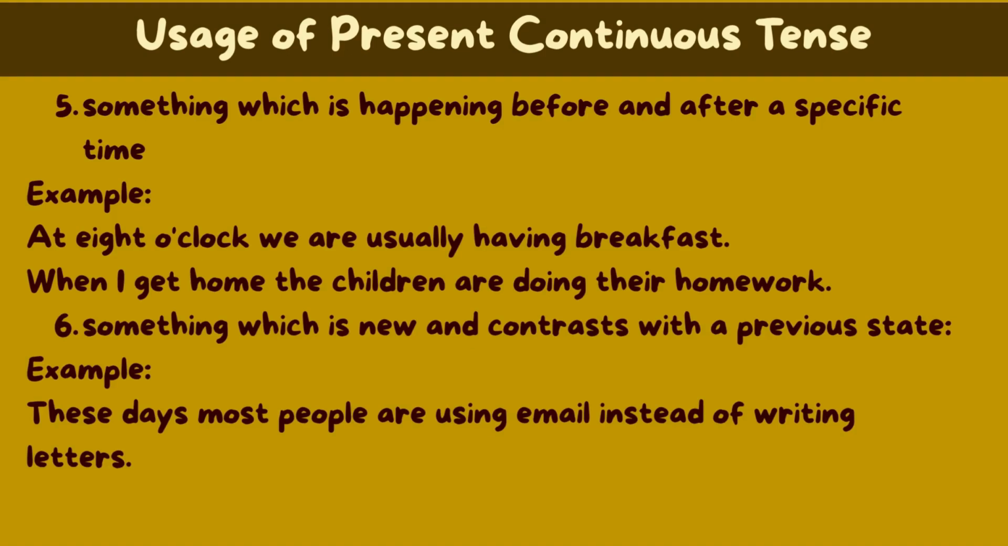The present continuous tense can also describe something that is happening around a specific time. This means the activity happens before, during, and after that time. For example, at 8 o'clock we are usually having breakfast. Or, when I get home, the children are doing their homework.